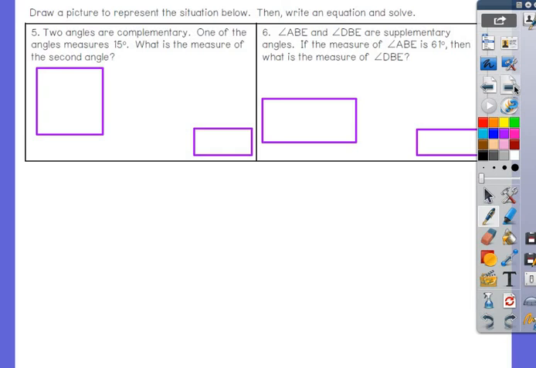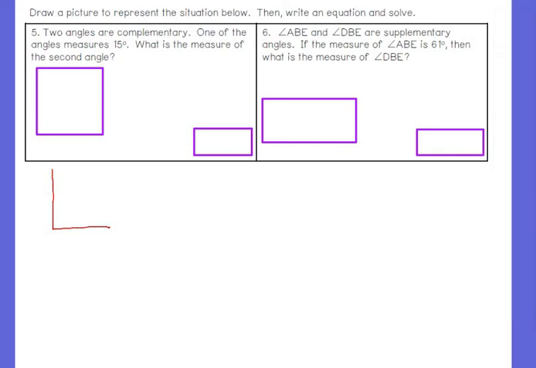Okay, number 5 says 2 angles are complementary. So what does complementary mean? 90 degrees. So I'm going to sketch a right angle. And I know there's 2 angles, so I'm going to put a random slanted line here to make 2 angles. One of the angles is how much? It's 15 degrees. I'm going to put that guy right there, and I've got to find the other angle.